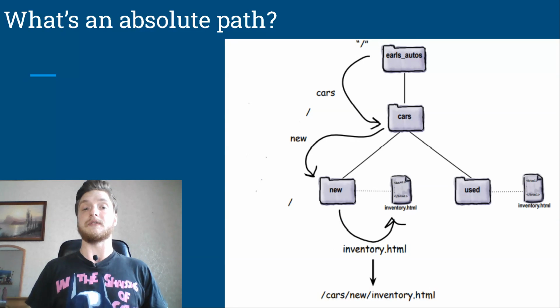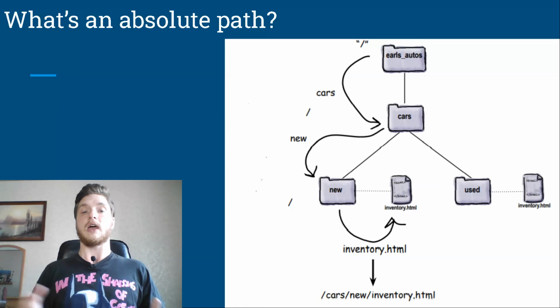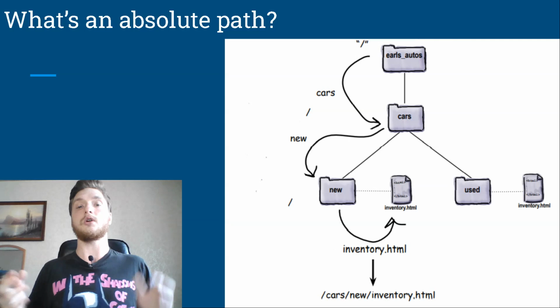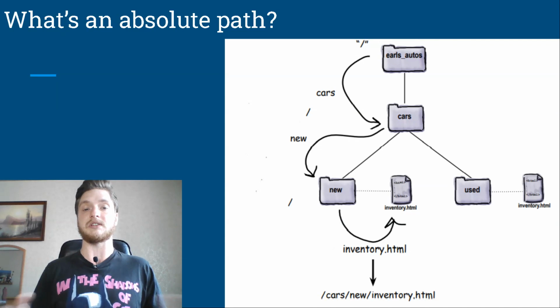Now, the protocol part tells the browser the method it should use to retrieve the resource. In most cases, this is HTTP. The website part, which consists of the server name and the domain name, tells the browser which computer on the internet to get the resource from, and the absolute path tells the server what page you are after.